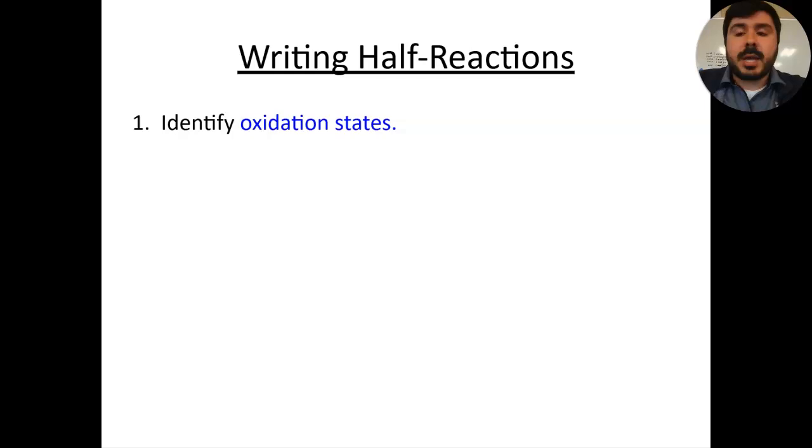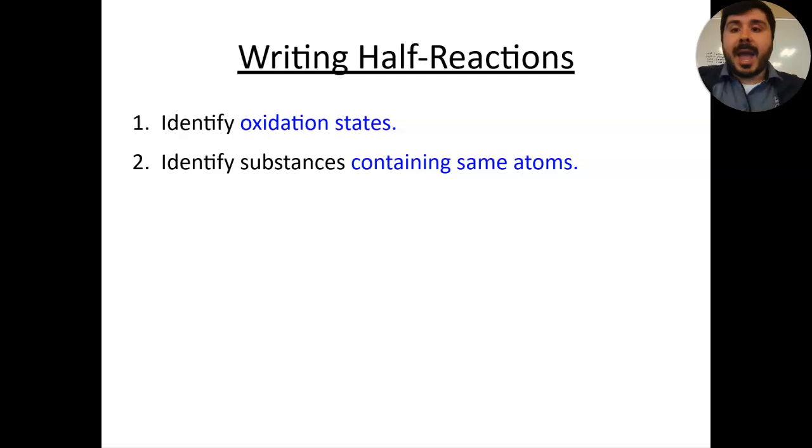First things first, you have to do your best to identify the correct oxidation states for any of your substances. That's number one: identify oxidation states. Number two, identify substances containing the same atoms. So if on either side of the chemical reaction you've got, let's say, magnesium on one side and magnesium on the other, you have to make sure you can identify and match those two substances up.